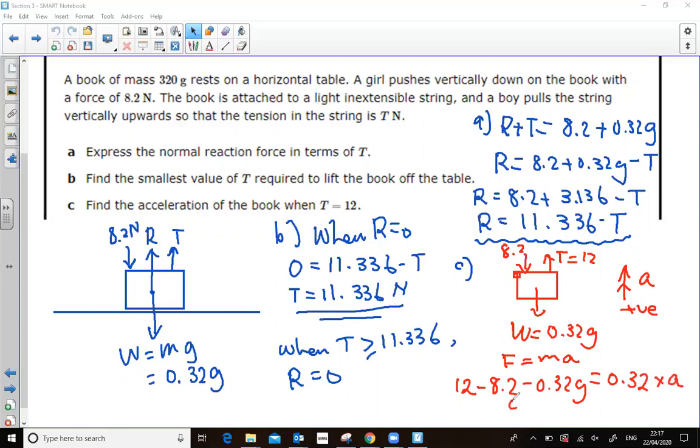So we'll get 0.664 equals to 0.32a. So that means a will equal to 2.08 meters per second squared.